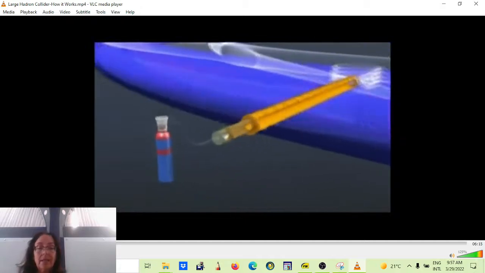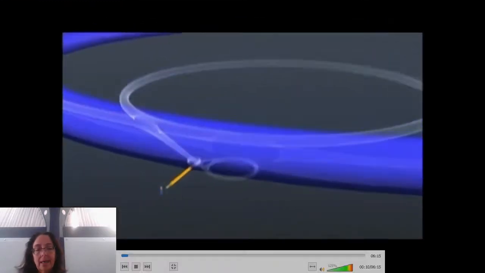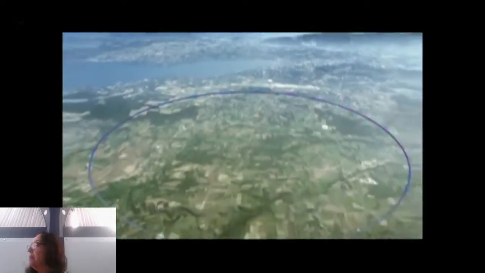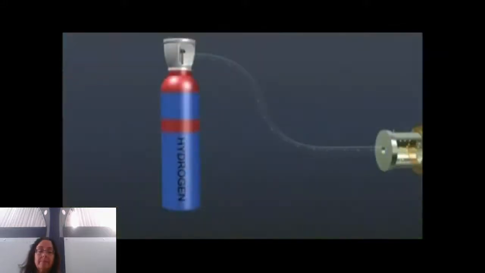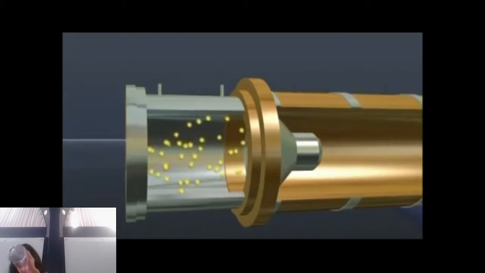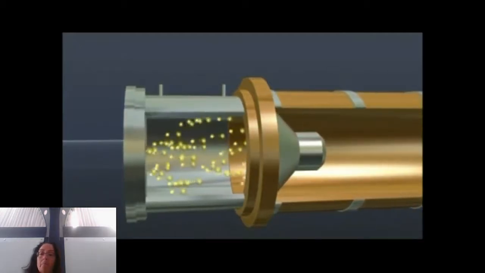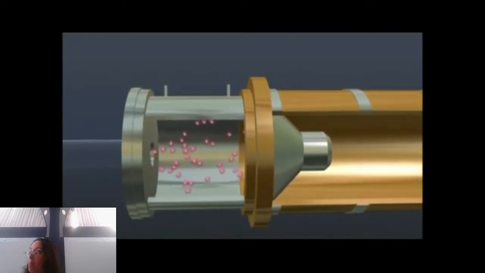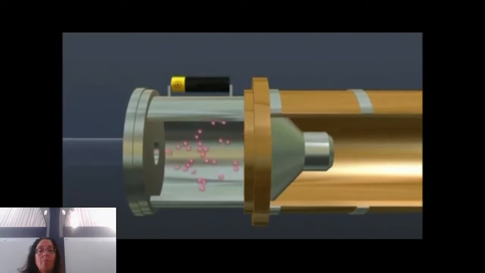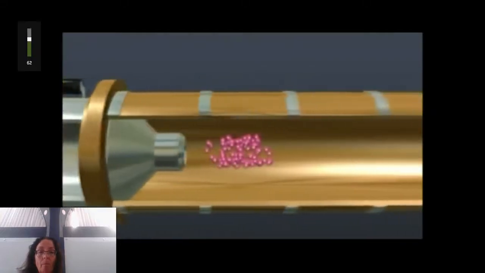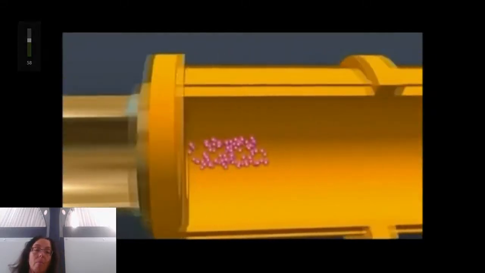It marks the beginning of the world's largest and most powerful particle accelerator chain, culminating in CERN's spectacular Large Hadron Collider. Hydrogen atoms from this gas cylinder are fed at a precisely controlled rate into the source chamber of a linear accelerator, CERN's LINAC 2, where their electrons are stripped off to leave hydrogen nuclei. These are protons and have a positive charge, enabling them to be accelerated by an electric field. Their journey to eventually take part in ultra-high energy collisions, similar to those following the Big Bang, can now begin.